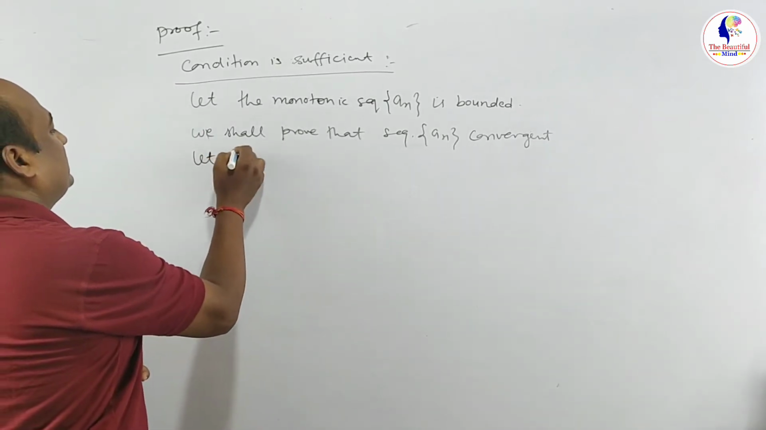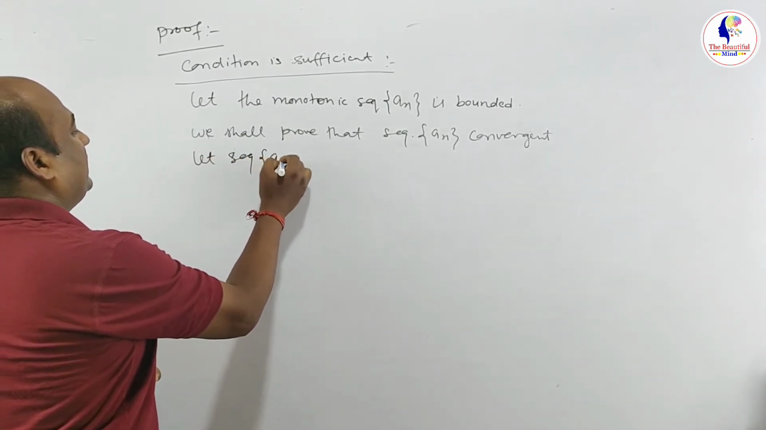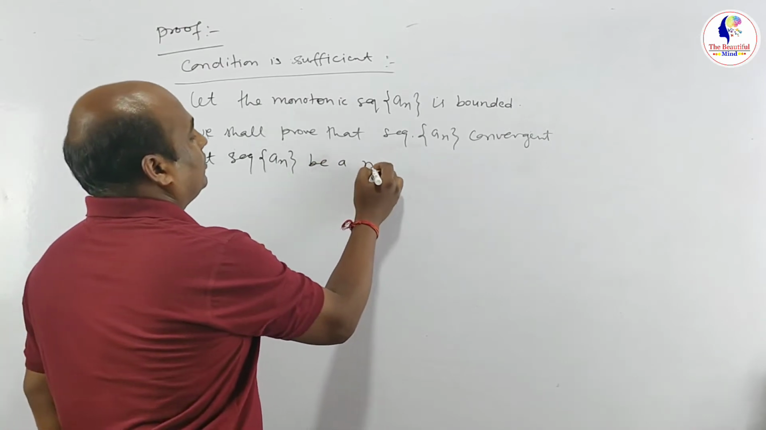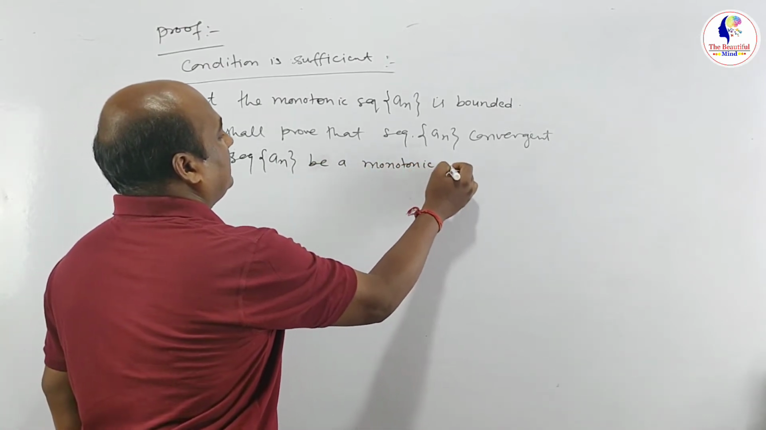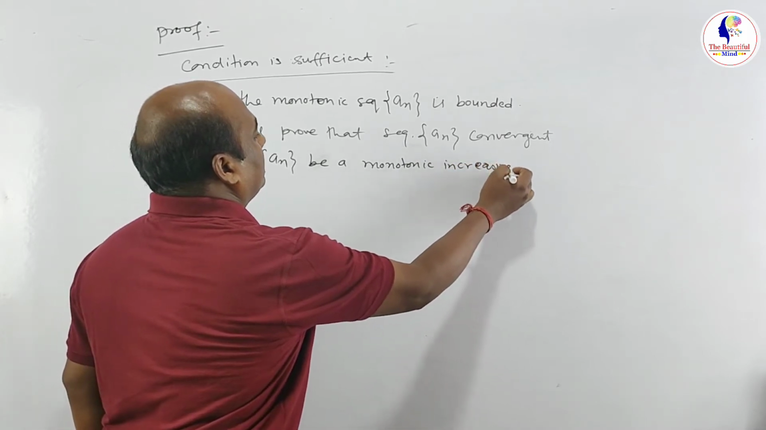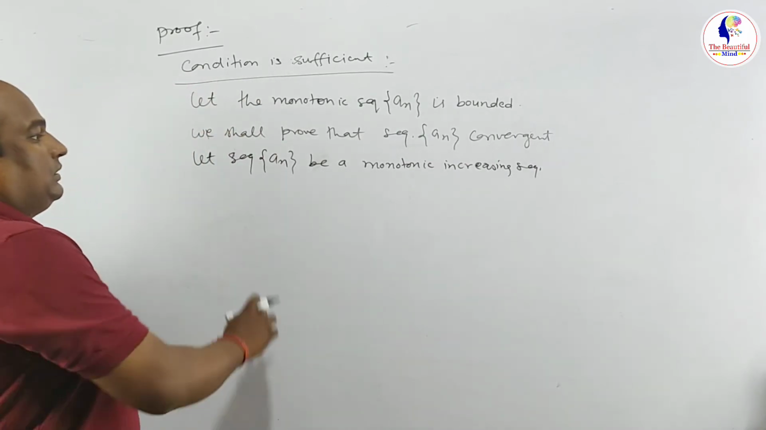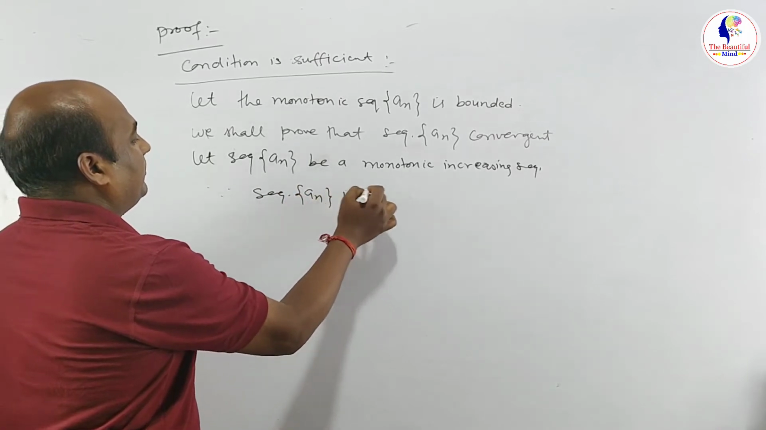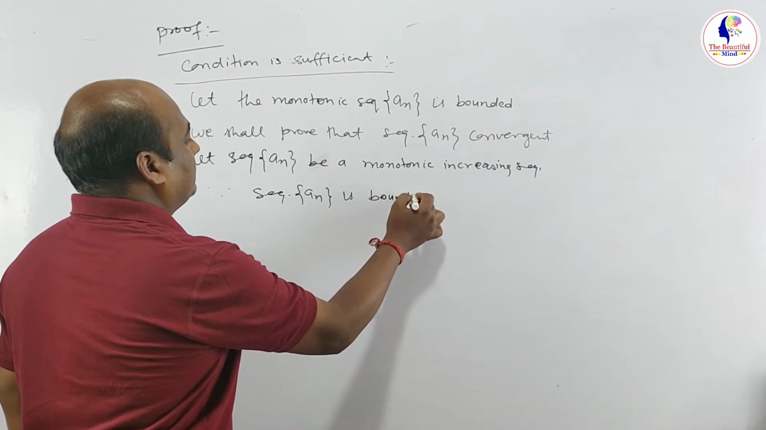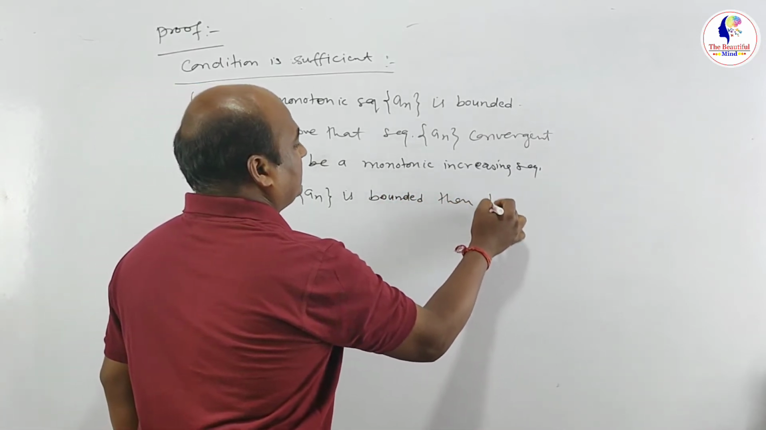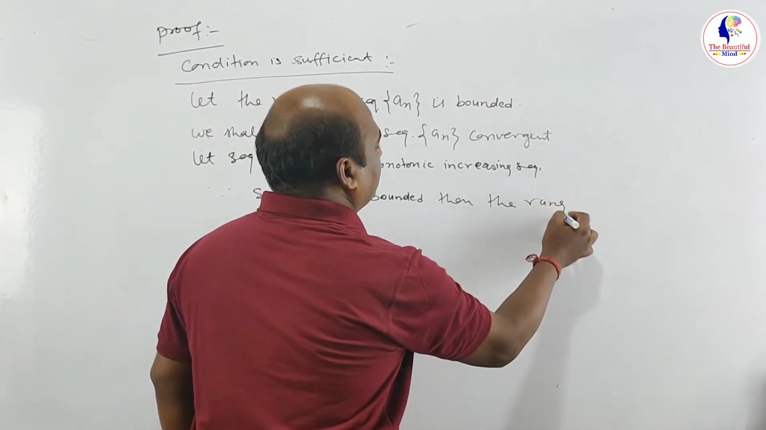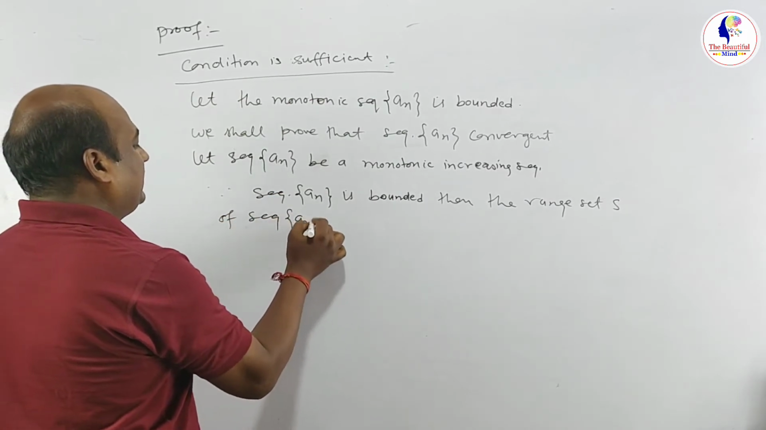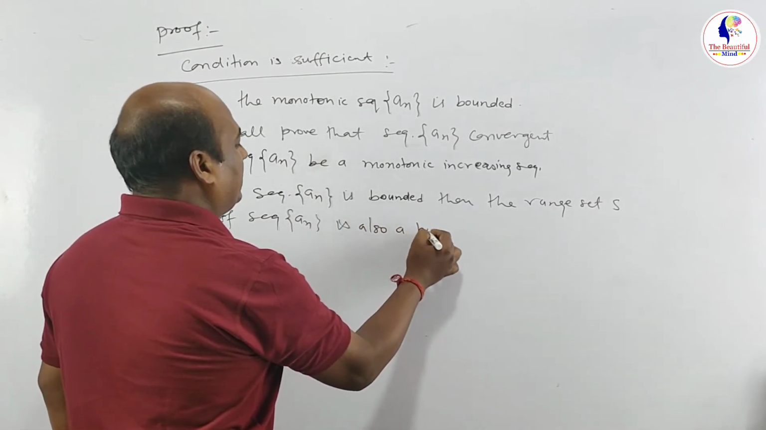So let the sequence an be a monotonic increasing sequence. Okay. Now, since the sequence an is bounded, then the range set capital S of the sequence an is also a bounded set.